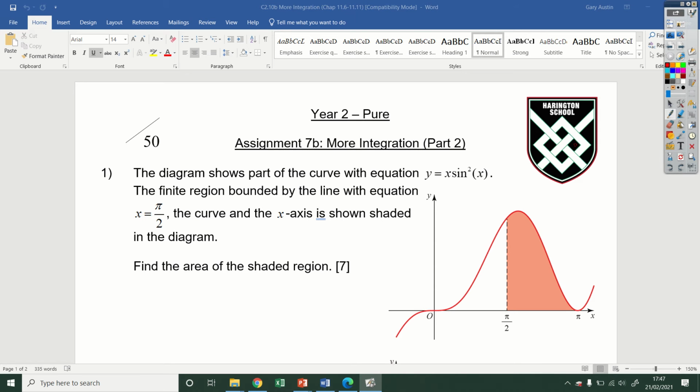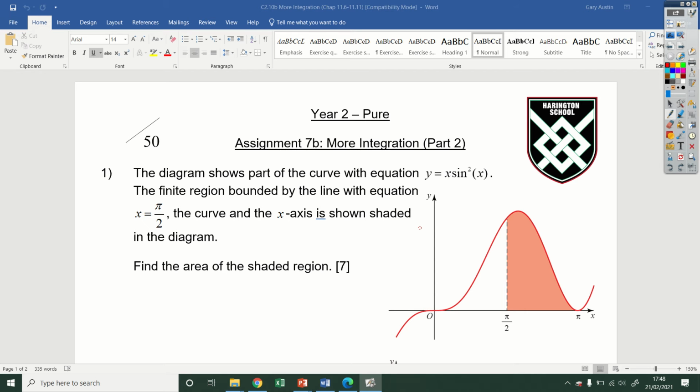So the first question here has got a function y equals x sine squared x. It's shown in the picture. We want the area bounded by these lines here, where x is pi over 2 up to pi. And you want to do some definite integration there to get that area.